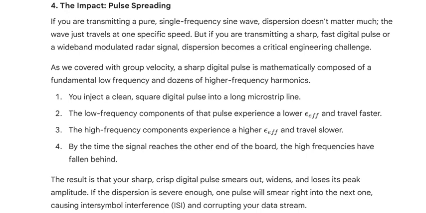You inject a clean, square digital pulse into a long microstrip line. The low-frequency components of that pulse experience a lower epsilon effective and travel faster. The high-frequency components experience a higher epsilon effective and travel slower. By the time the signal reaches the other end of the board, the high frequencies have fallen behind. The result is that your sharp, crisp digital pulse smears out, widens, and loses its peak amplitude. If the dispersion is severe enough, one pulse will smear right into the next one, causing intersymbol interference, or ISI, and corrupting your data stream.